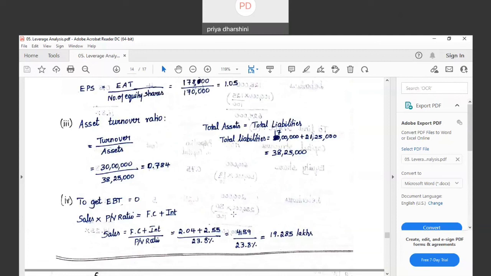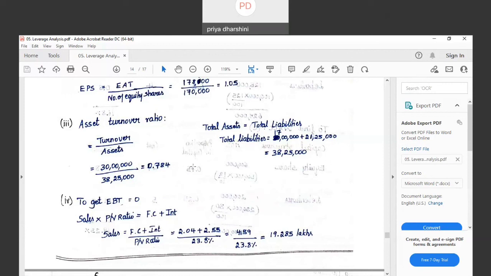Do you all know that total of assets is equal to total of liabilities in a balance sheet? Yes. So, assuming there are no current liabilities, they have told about debentures and equity share capital. So, 17 lakhs plus 21 lakh 25,000 gives you a total liability of 38 lakh 25,000. Assuming there are no current liabilities, the total of liabilities will be the total of assets. So, 38 lakh 25,000 is total assets. Hence, you get an asset turnover of 0.784.